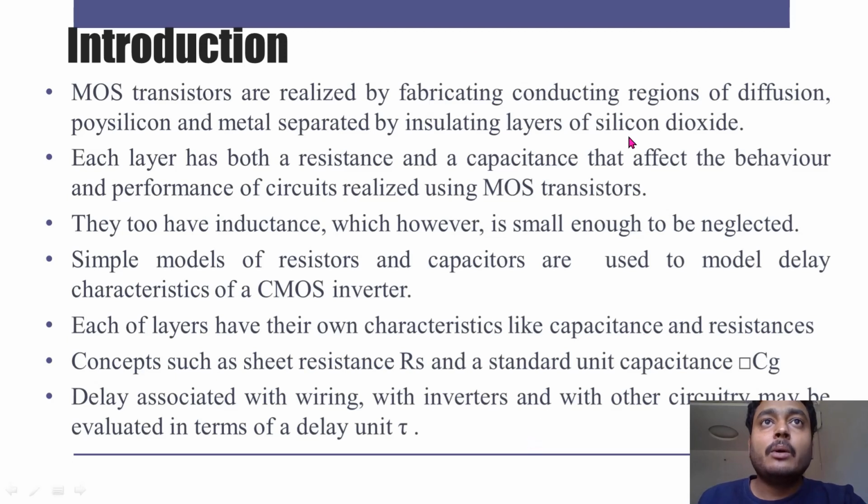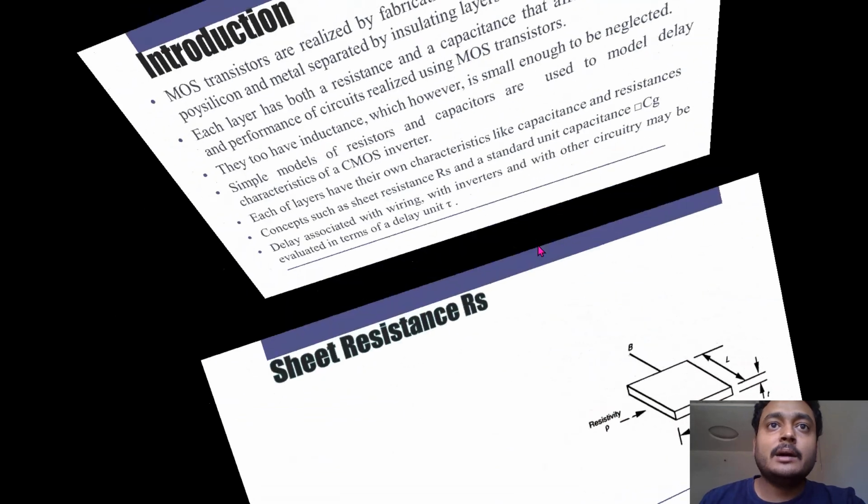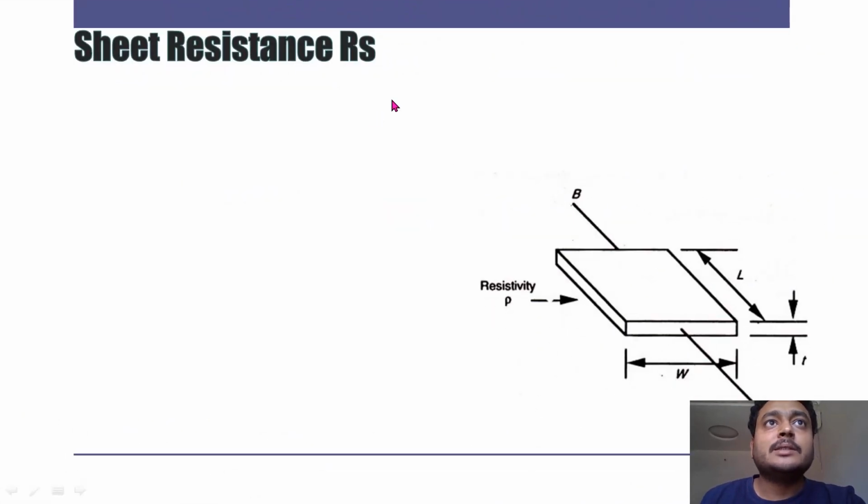Overall, the simple thing is that we have different layers, polysilicon, metal, or whatever other layers, and all these layers are going to offer some resistance and some capacitance. This is what we need to know. Next, let us consider a rectangular slab of some conducting material, of certain length L, certain width W, and a thickness of T.